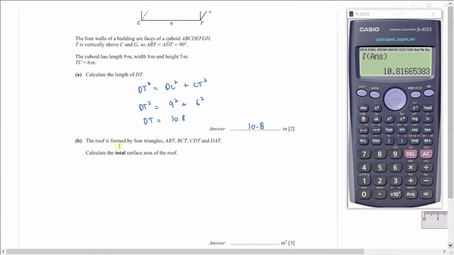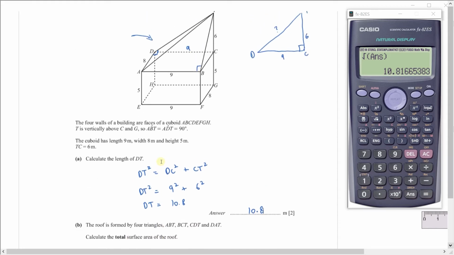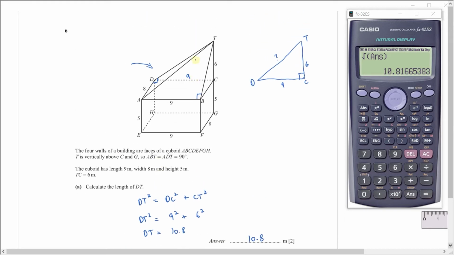Part B: the roof is formed by four triangles ABT, BCT, CDT, and DAT. Calculate the total surface area of the roof. So now you have to basically calculate the area of each of these four triangles. So there is one which is this right side, then you have this front, then you have this left side, triangle ADT, and then you have this back side as well, triangle DCT.